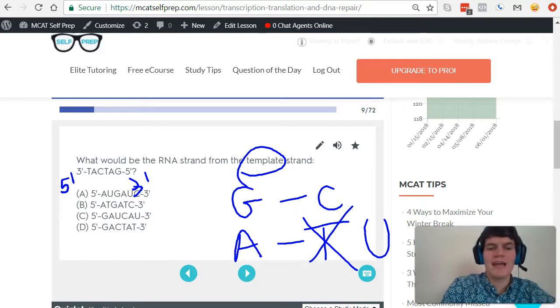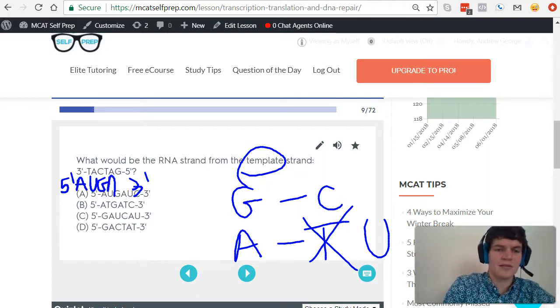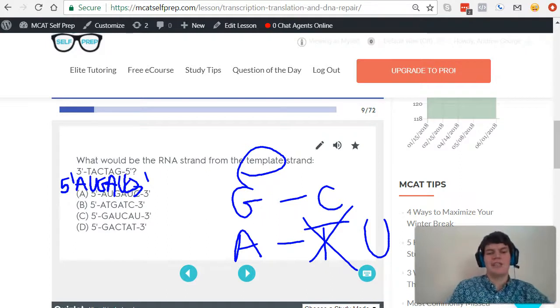So the complement of thymine is adenine. The complement of adenine is uracil. The complement of cytosine is guanine. The complement of thymine is adenine. The complement of adenine is uracil. The complement of guanine is cytosine. There you go, AUG, AUC. I know it's a little hard to see now, but answer choice A is AUG, AUC. Therefore, answer choice A is the correct answer for this question.